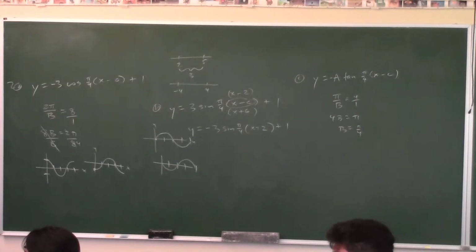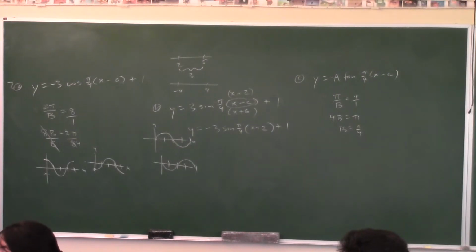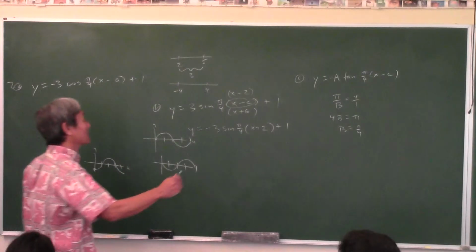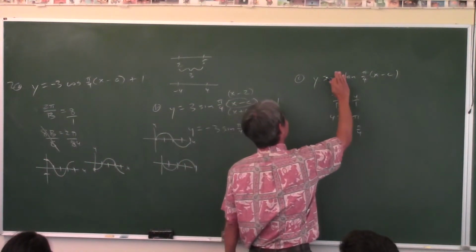Okay, now, how do I figure out what the A is? Is it 1 or is it 2? What is A, 1, 2, or 3? Look at the graph. Okay, I'll tell you what the correct number is and then you tell me why. It's 2.